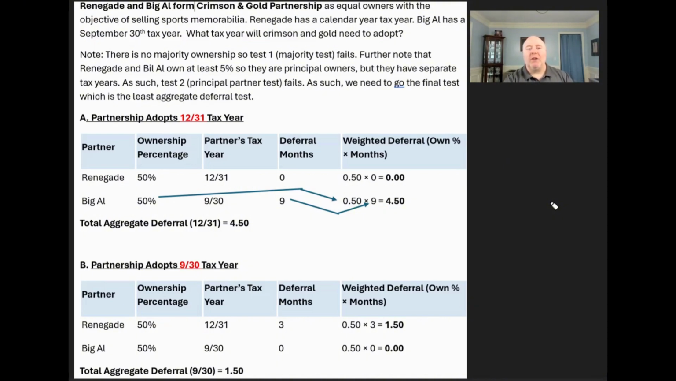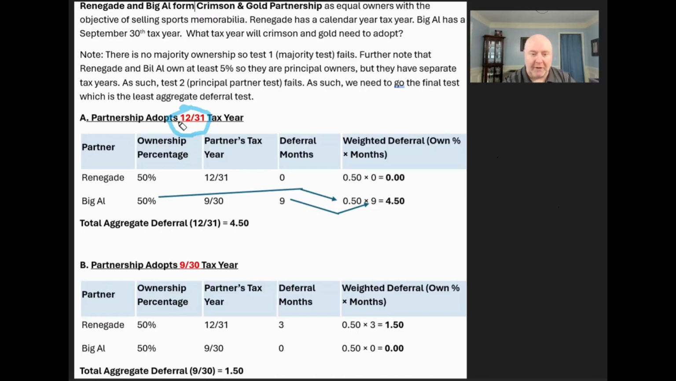Now, when we do the least aggregate deferral, what we're saying is, hey, let's play make pretend. We're playing make believe here. What we're going to do is say, let's pretend as though the partnership adopts the tax year of, who do we have for the December 31st one? We're going to say that's Renegade. Okay, we're going to adopt Renegade's tax year.